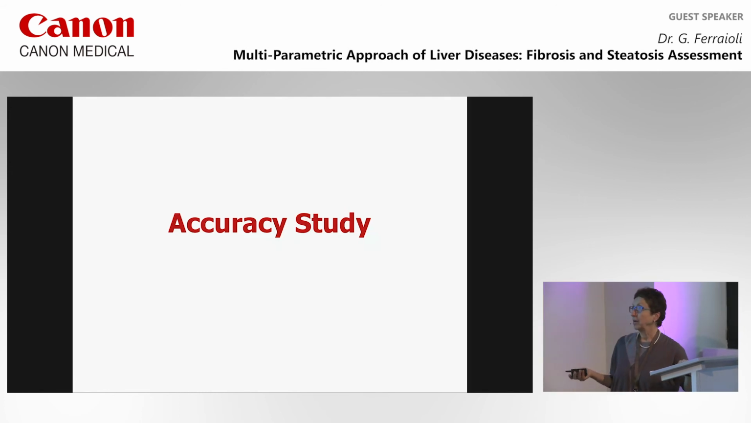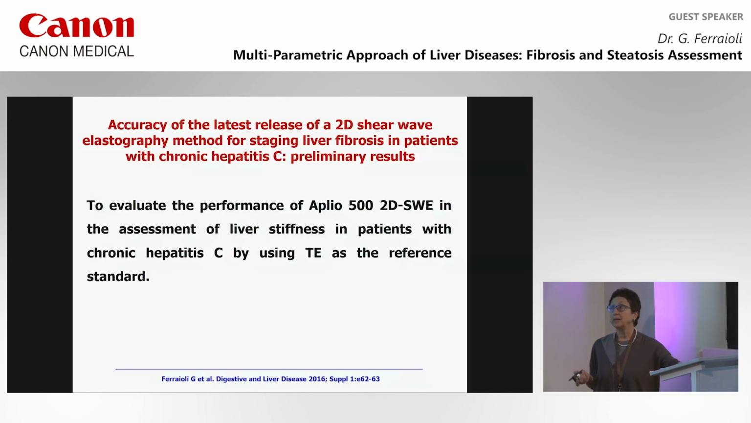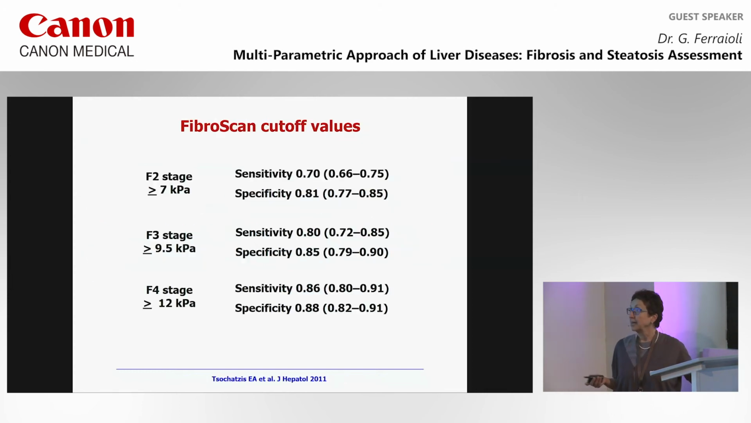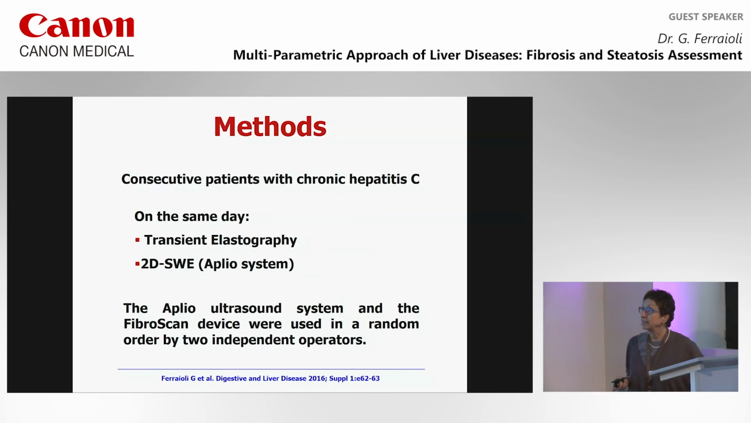And then we performed a pilot accuracy study in patients with chronic hepatitis C, in this case using the FibroScan as the reference. And for the cutoff values of the FibroScan, we used those of a meta-analysis, 7, 9.5, and 12 kilopascal for staging of significant fibrosis, severe fibrosis, and liver cirrhosis.